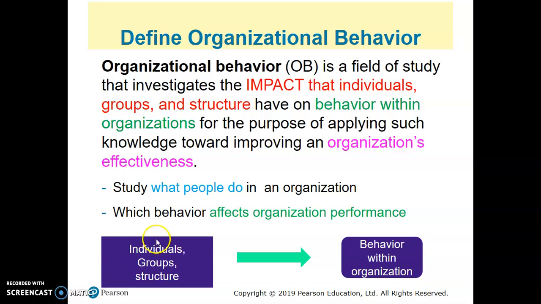So basically, as you can see here: individual, group, structures. Those are the elements that organizational behavior focuses on, and what is the impact of these on behavior within the organization. Behavior within the organization may be, for example, in terms of satisfaction, in terms of performance, and so on. We're going to discuss this in detail when we come to chapters 2, 3, 4, and so on.